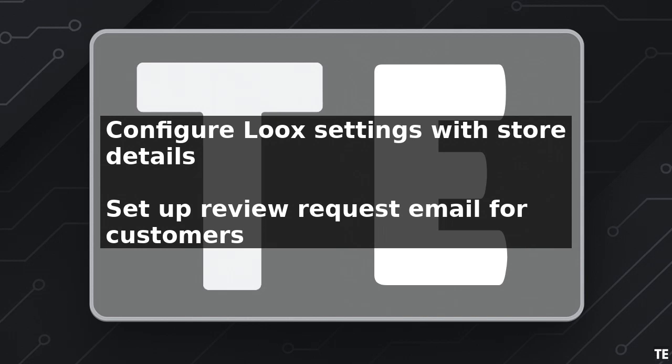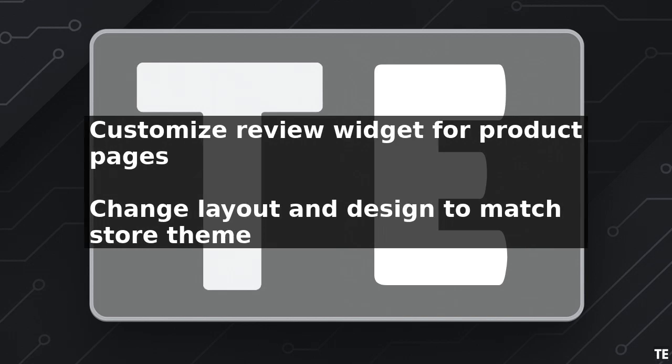Next, you need to customize the review widget that will be displayed on your product pages. To do this, click on the Widgets tab and select the review widget you want to use. You can customize the widget by changing the layout and design to match your store theme. After customizing the widget, you need to add it to your product pages.